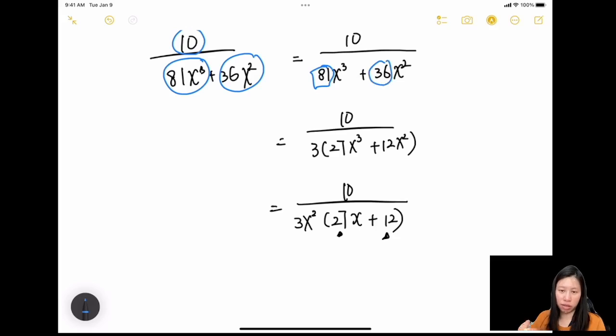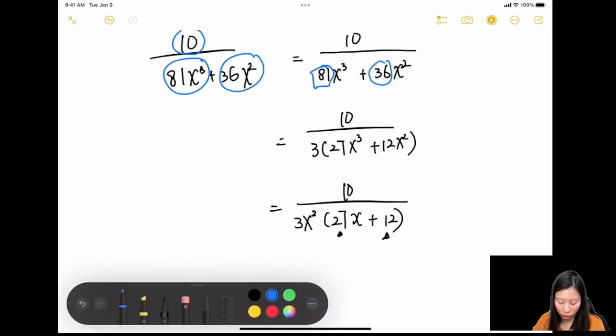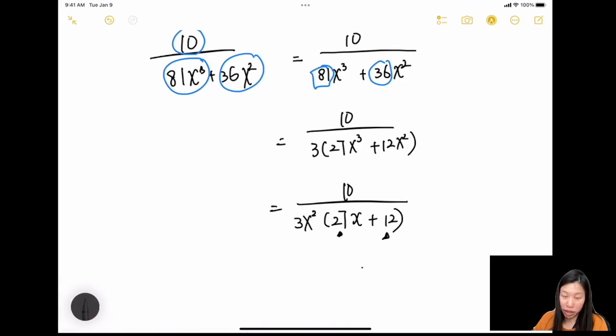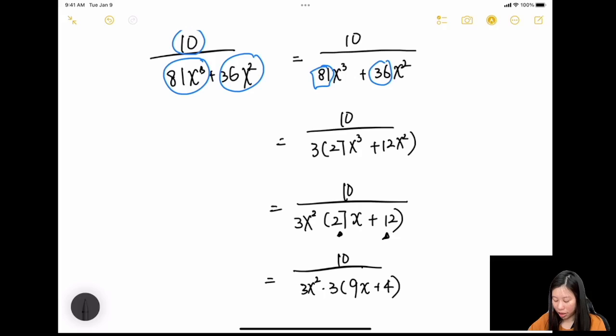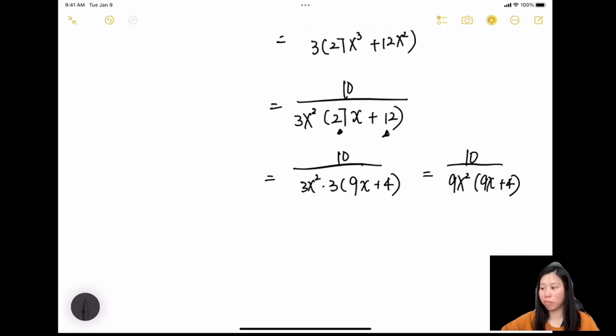81 and 36 have a common factor of 9. For me, I can see it right away, so I need to do it again. So I have 3x squared, factor another 3 out. I have 9x plus 4. And then 3x squared times 3, we have 9x squared times 9x plus 4. Okay, that's it.